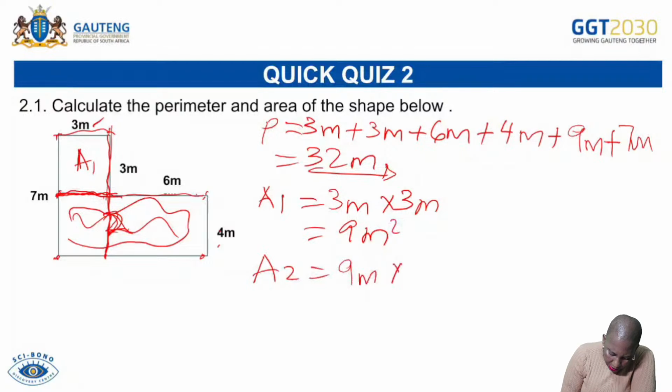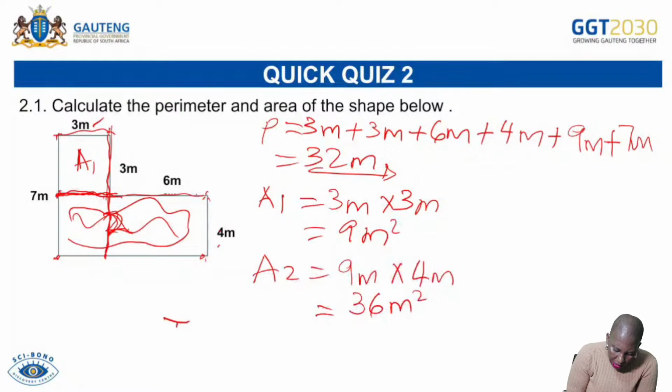It's 9 meters multiplied by what? The height here, it is 4 meters. So 9 multiplied by 4, quickly let's do it. It will be 9 multiplied by 4 will give us what? 36. It will be 36 meter squared.